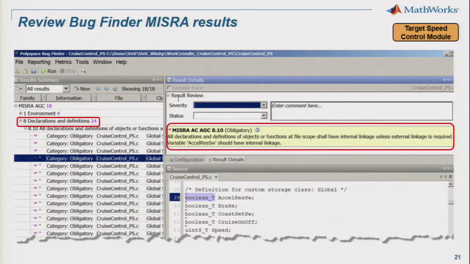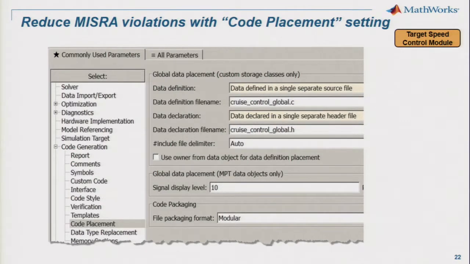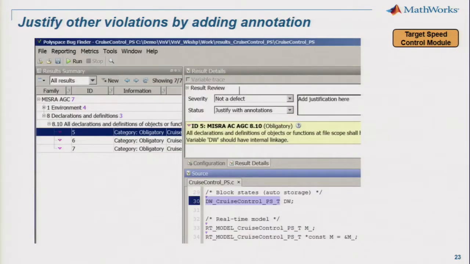So how do we address this from the model? As we all know, we cannot change the auto-generated code. So from the model, there is a code placement option under the code configuration that allows me to put all the global variables into a data source file. And we rerun Polyspace again, and as you can see, it lowered the defects by 11 violations.